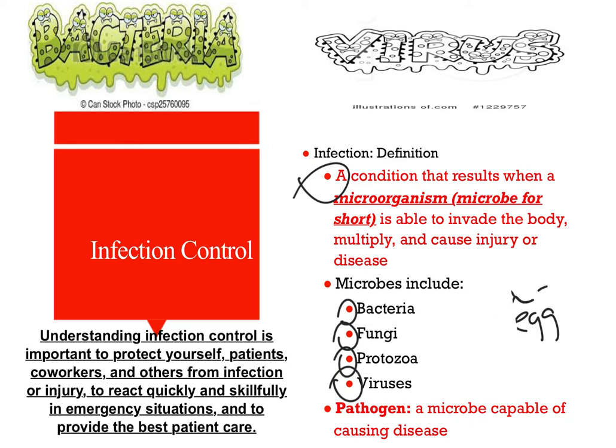Just FYI. All right. A pathogen is a microbe capable of causing disease. This is very important to know this definition. A pathogen is a microbe capable of causing disease. An infection is a condition that results from the microbe invading the body.